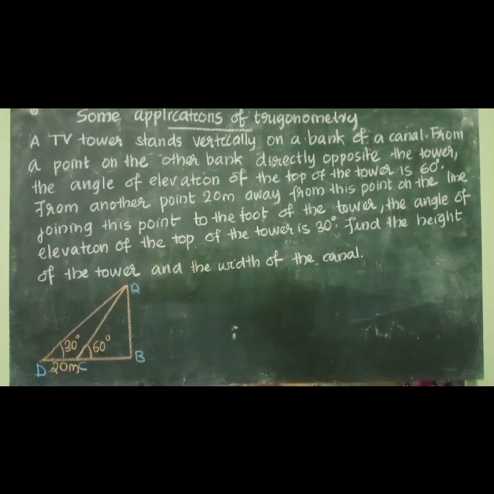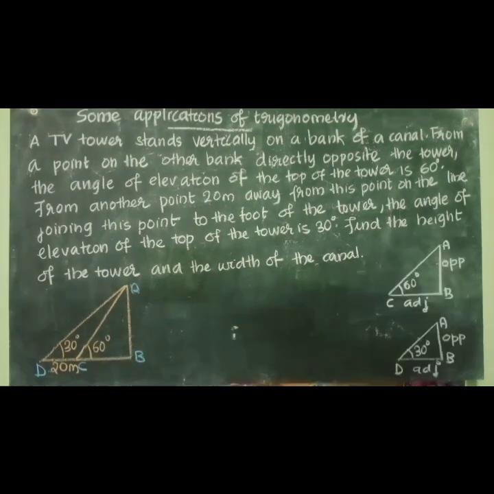The question is to find the height of the tower, that is AB, and also width of the canal, that is BC. First, let us draw the right triangles separately. The right triangles are triangle ABC with acute angle 60 degree. Here AB is the opposite side and BC is the adjacent side. Second right triangle is triangle ABD with acute angle 30 degree. Here AB is the opposite side and BD is the adjacent side. Let us take the ratio.